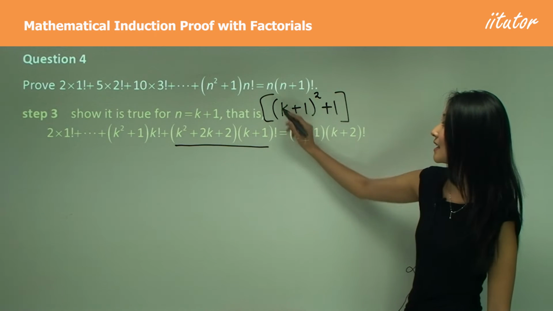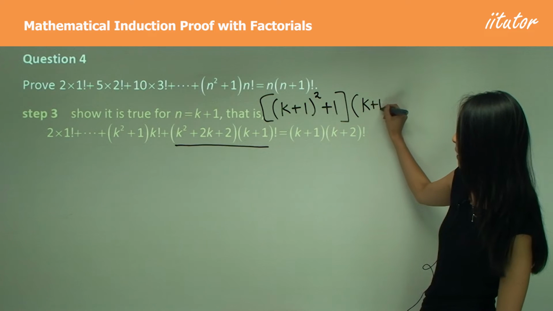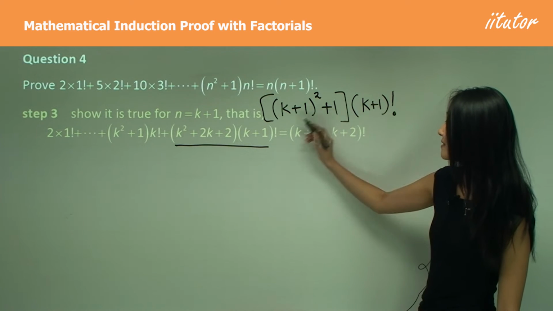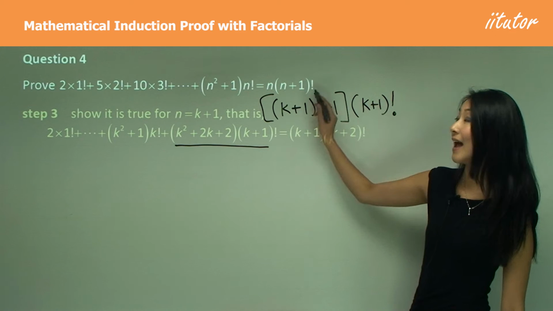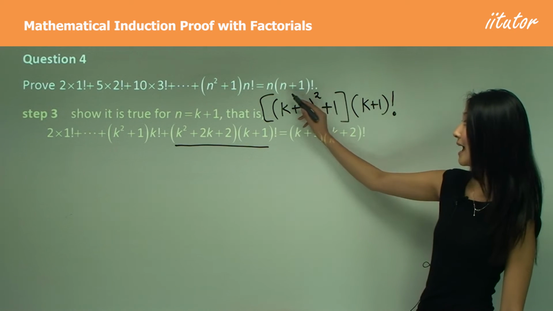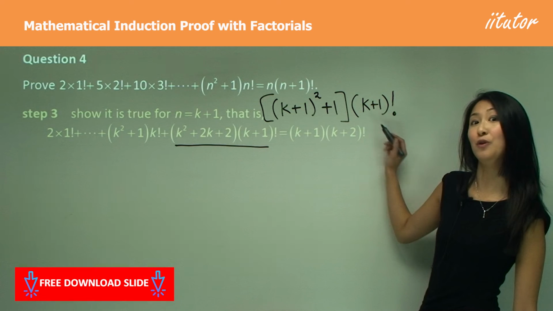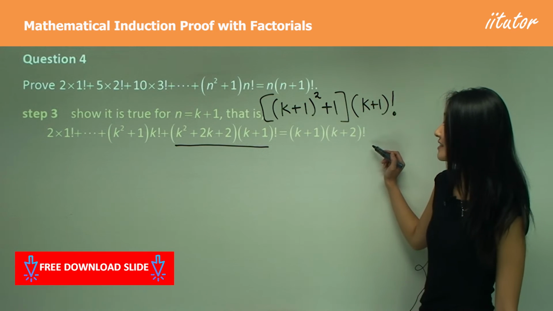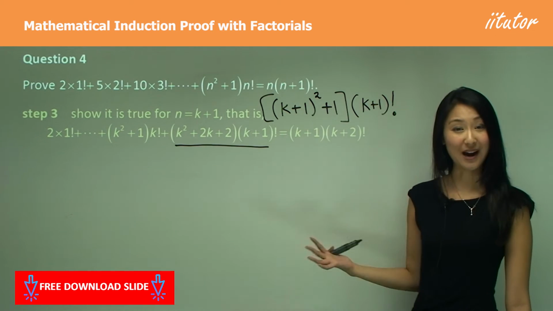And this just comes from the n factorial there. So I get k plus 1 factorial. Whereas over here, instead of the n, I write k plus 1. Instead of n plus 1, I'm writing k plus 1 plus another 1, which is how I get k plus 2 factorial. So now we've gotten this equation, and I want to prove left-hand side equals to right-hand side.